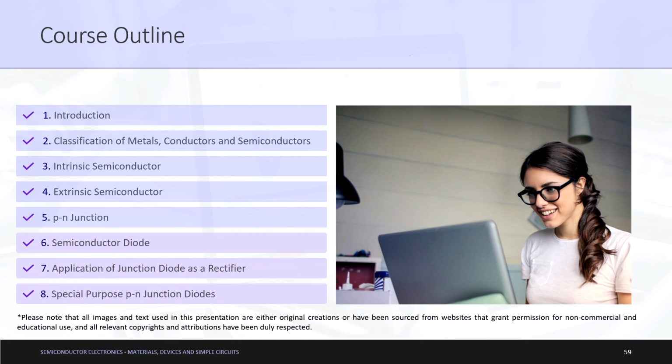Okay, so first of all, a course outline for you. Right now we are on the 8th topic, that is special purpose PN junction diodes. Before this we completed the introduction part, in which we understood what cathode ray tubes basically are. So, we understood about cathode ray tubes there, and these are also basically semiconductor devices only.